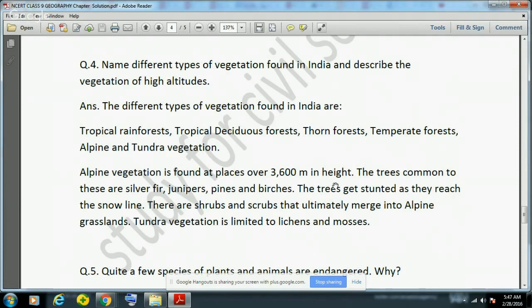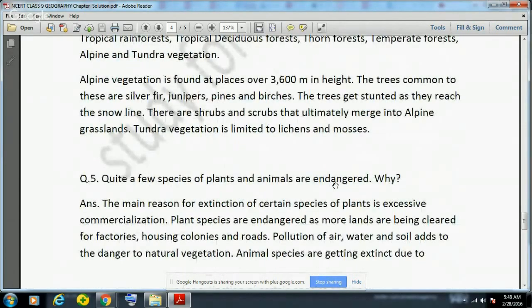Now, higher altitude vegetation are the temperate, alpine and tundra vegetation. Alpine vegetation is found at places having more than 3,600 meters height, and the trees common to alpine vegetation are silver fir, junipers, pines, and birches. Trees get stunted as they reach the snow line. There are shrubs and scrubs also that ultimately merge into the alpine grasslands. And tundra vegetation is limited to lichens and mosses.